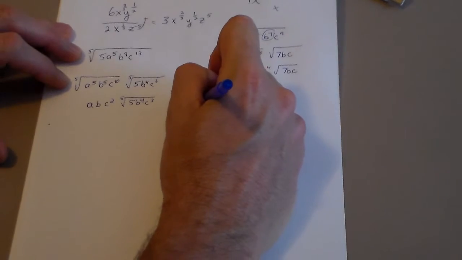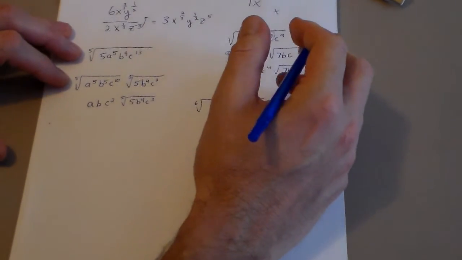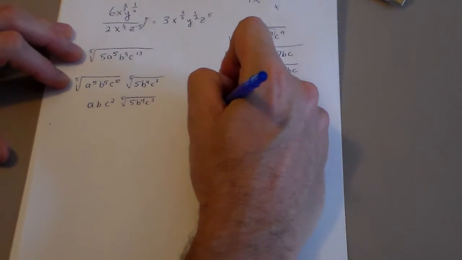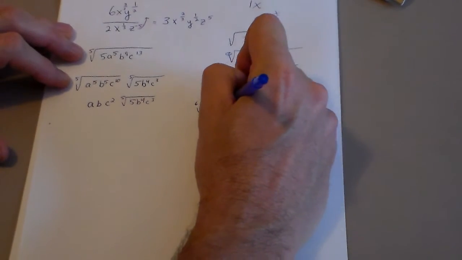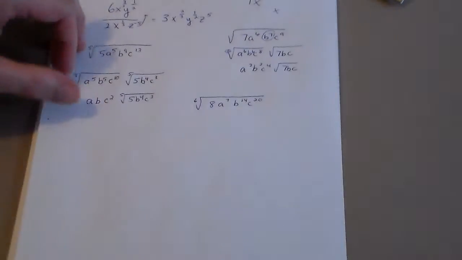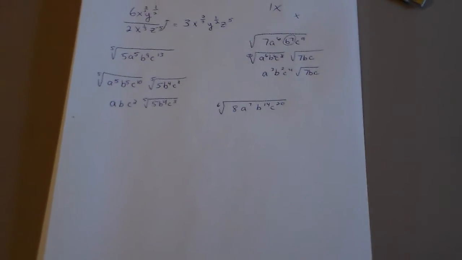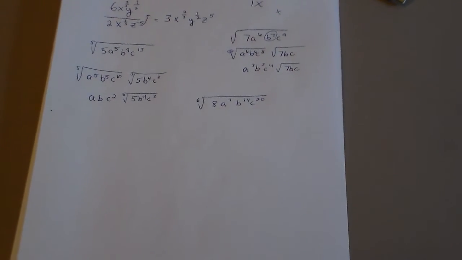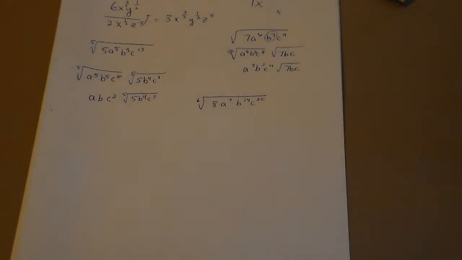Here's one for you. Let's do the 6th root: 8, a to the 7th, b to the 14th, c to the 20th. Pause that video and give it a shot. I wish I could see through the camera and see if you're actually pausing your videos. I know some of you aren't.